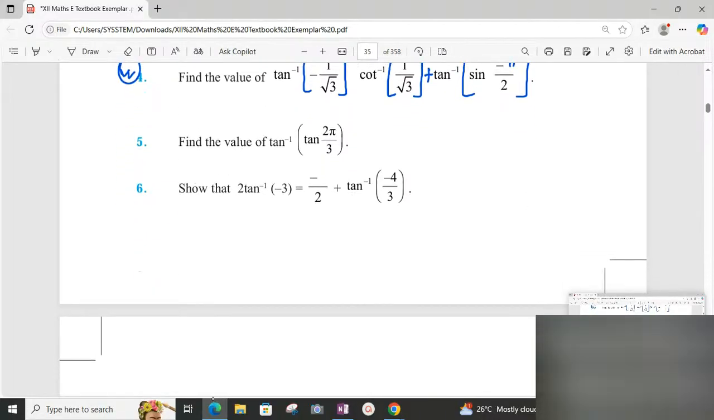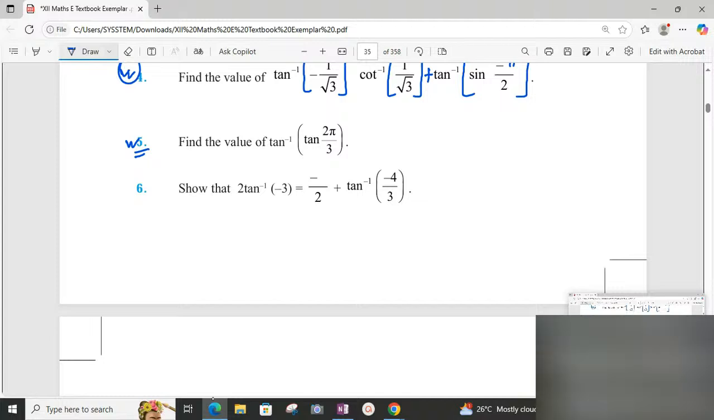Similarly, we can solve this one. Find the value of tan inverse tan 2 pi by 3. So here will be pi minus pi by 3, equal to minus pi by 3. So the answer of this one will be minus pi by 3. Of that, there is no problem to understand the solution of this one.